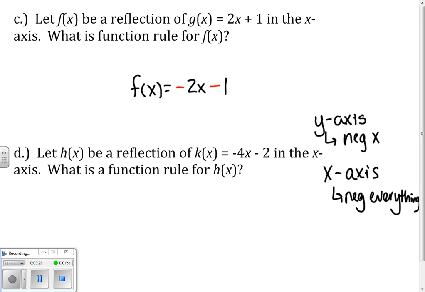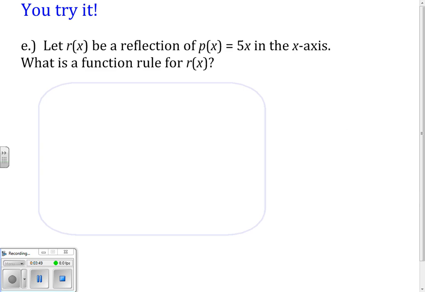Letter D, let h of x be a reflection of k of x equals negative 4x minus 2 in the x-axis. A reflection in the x-axis negates absolutely everything. So I need to call it h of x. The negative 4x will turn positive. The negative 2 will turn positive. Pause the videos as needed to do the you try it.